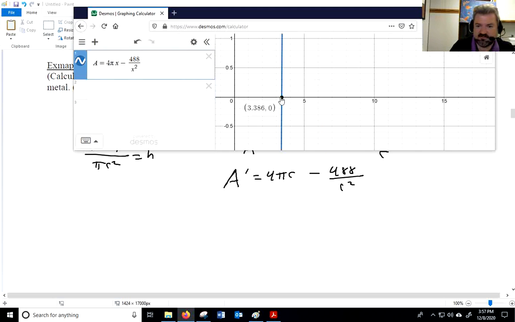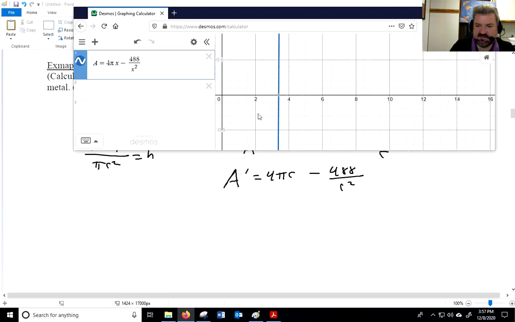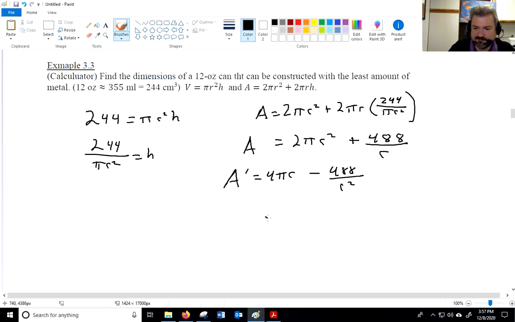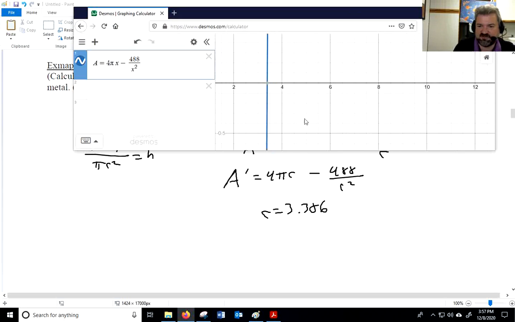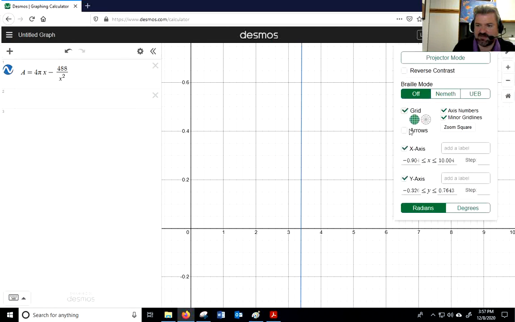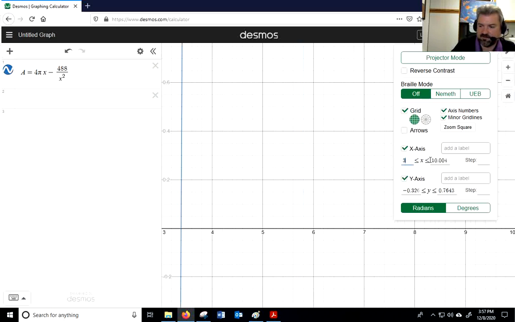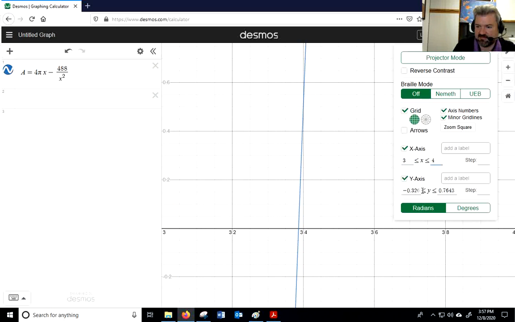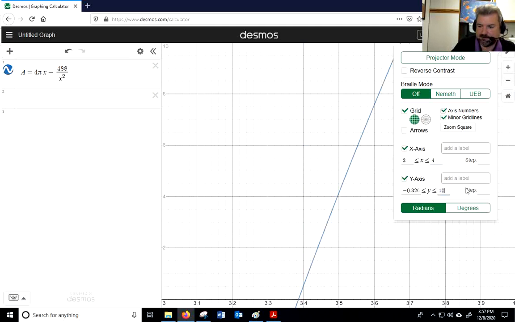All right. So it seems to be 3.386. Now, it's kind of difficult to see what's happening here since we are going to justify this one. You know, it's so vertical. Let's go and take a look at our settings and see if we can't make the y values bigger. I'm going to keep the x values from 3 to 4. And, well, I think now you can see it, can't you?